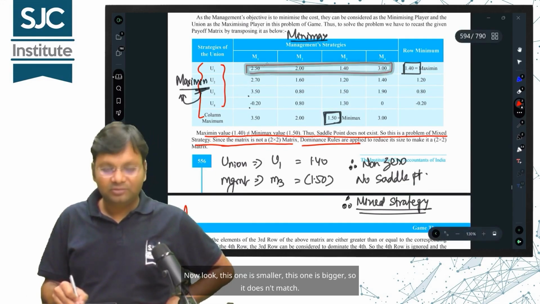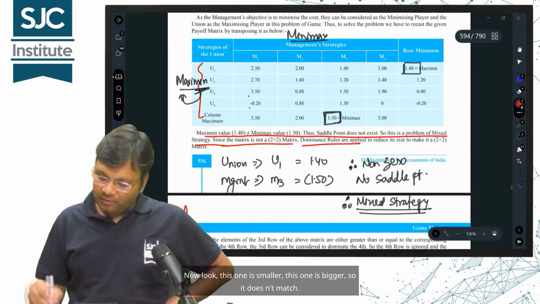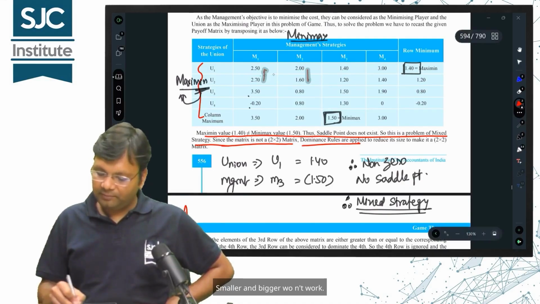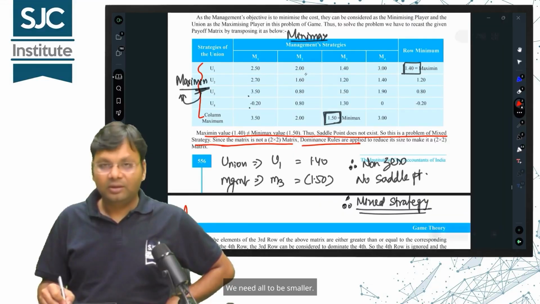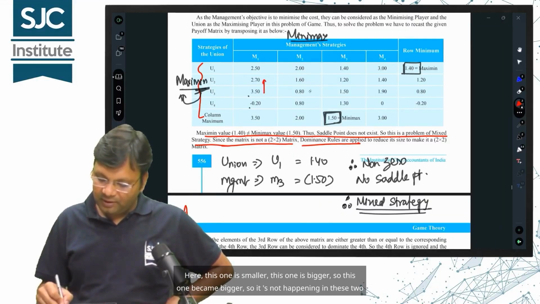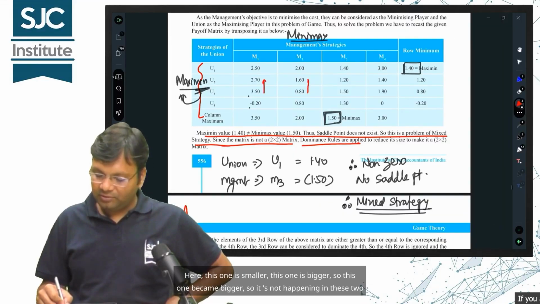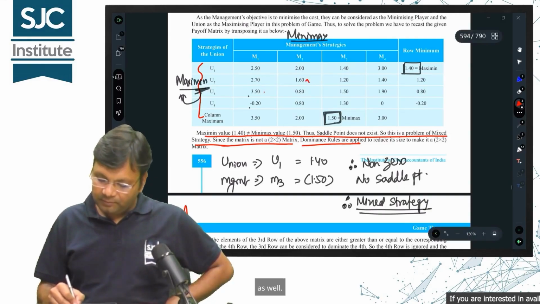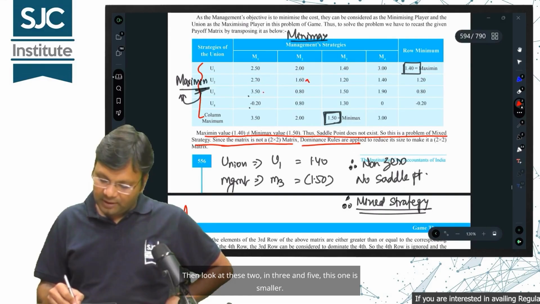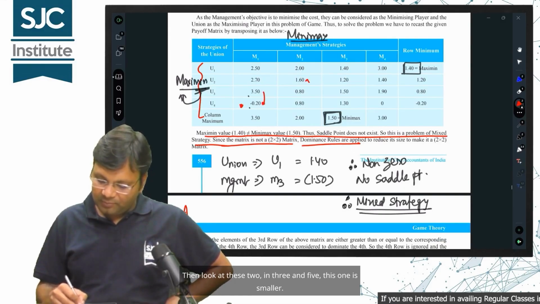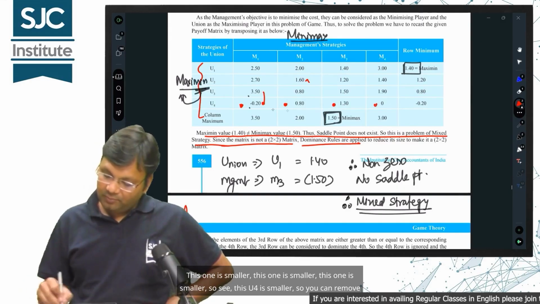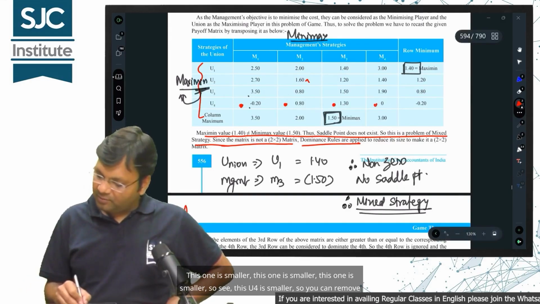Now look, this one is smaller, this one is bigger, so it doesn't match. Smaller and bigger won't work. We need all to be smaller. Here, this one is smaller, this one is bigger, so it's not happening in these two as well. Then look at these two. In 3 and 5, this one is smaller. Equal will also work. This one is smaller, this one is smaller, this one is smaller.